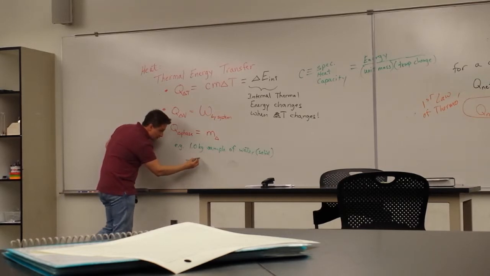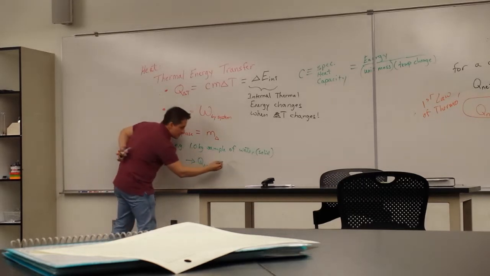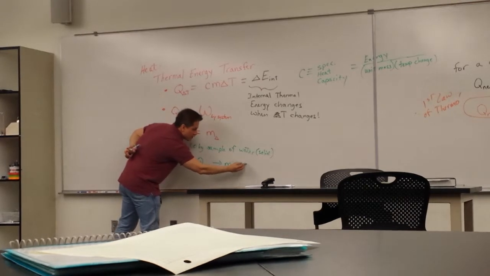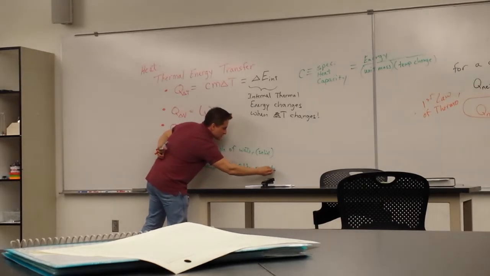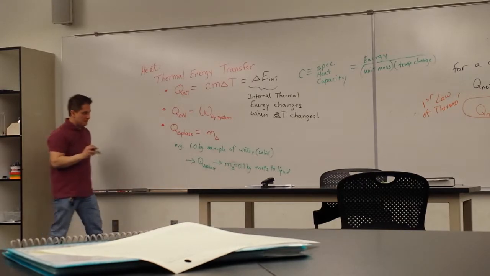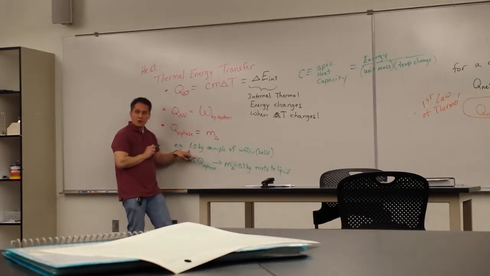Then you have heat, I'm just going to call it phase, that results in some fractions, say 0.1 kilograms melts to liquid. The amount that melts is the 0.1, not the total. Though, if you wanted to know how much energy would be required to melt all of it, you would use the total.